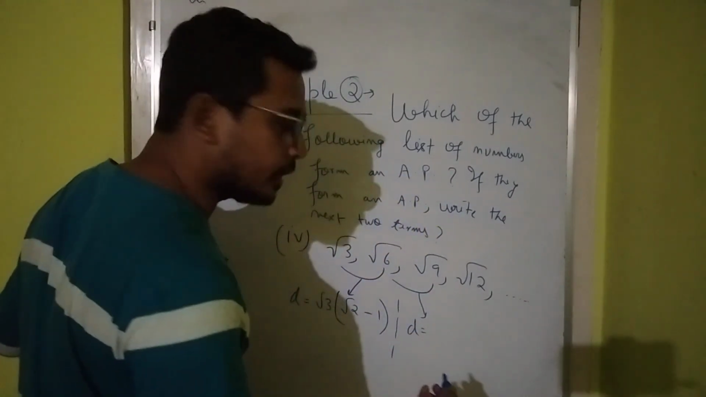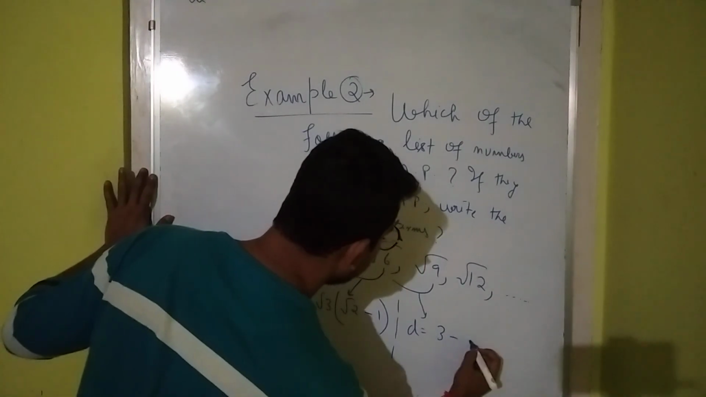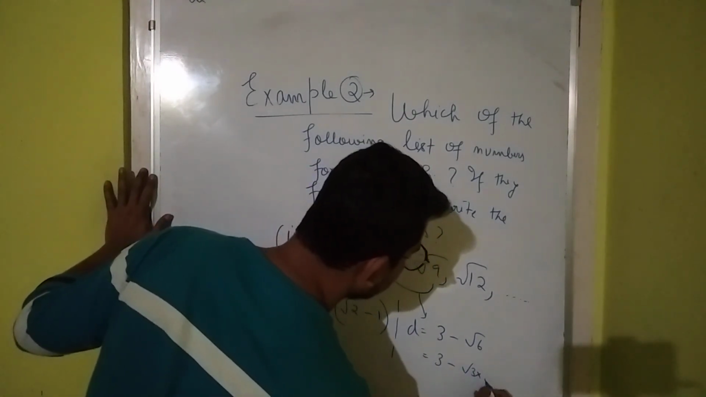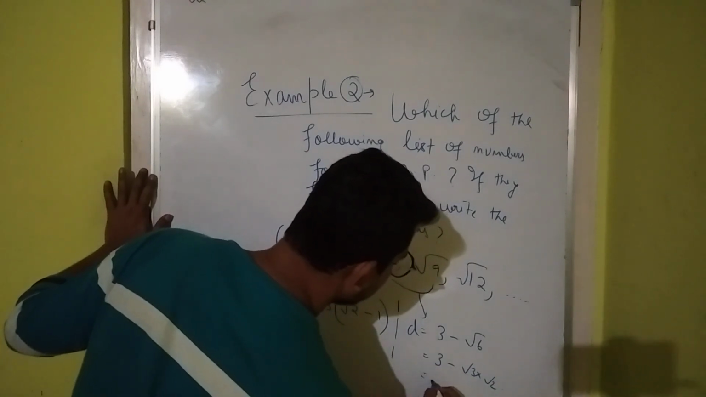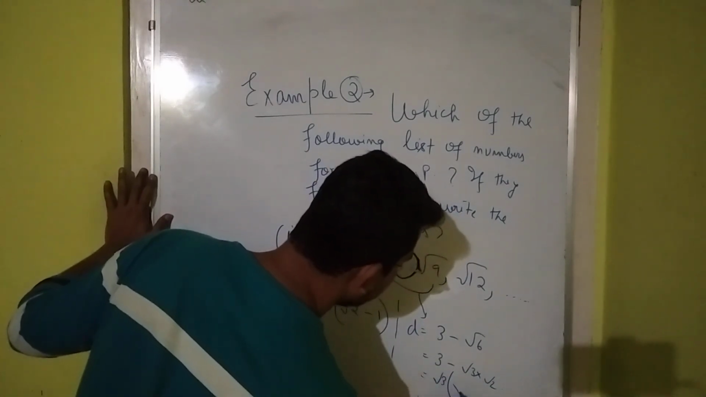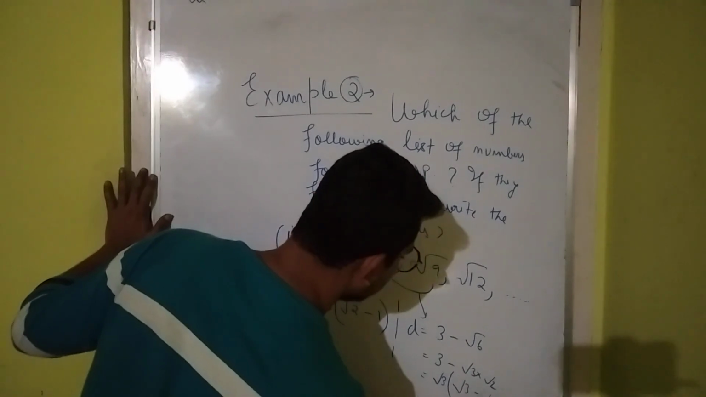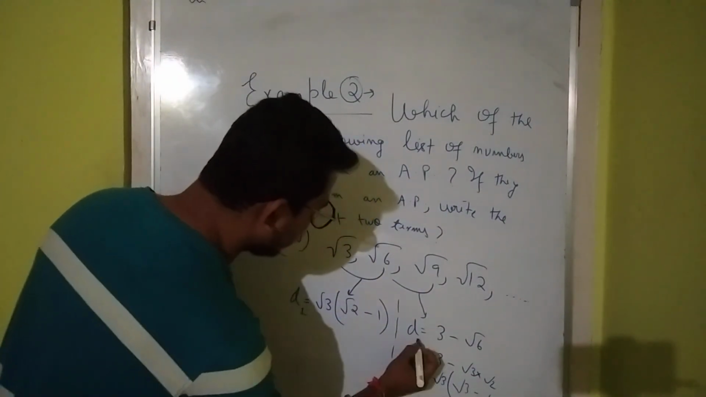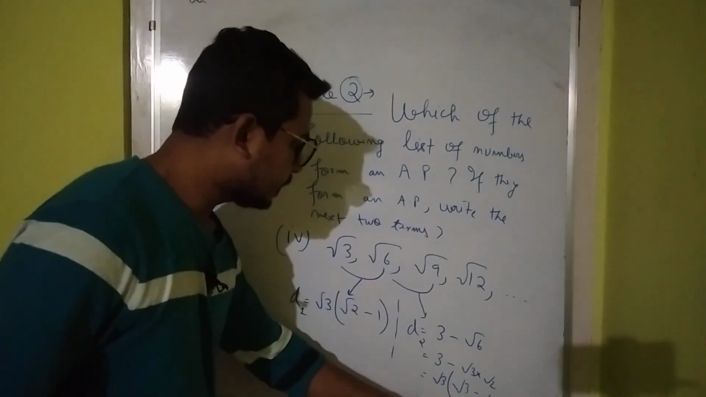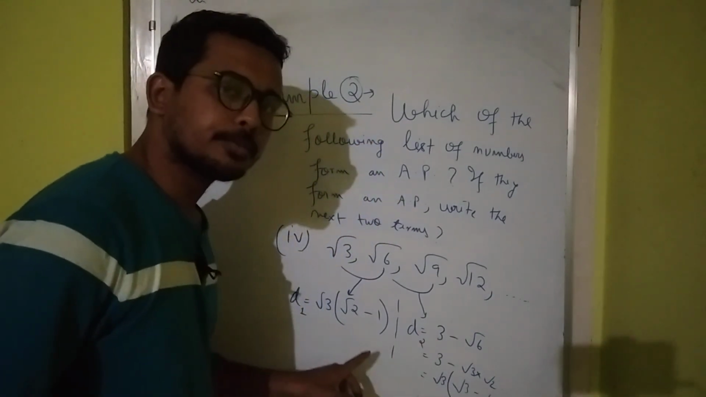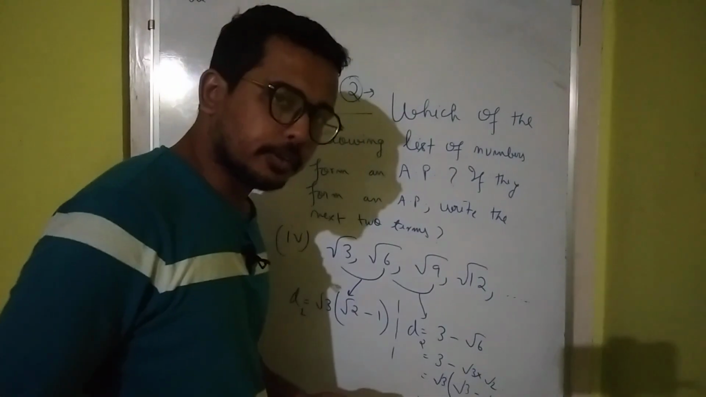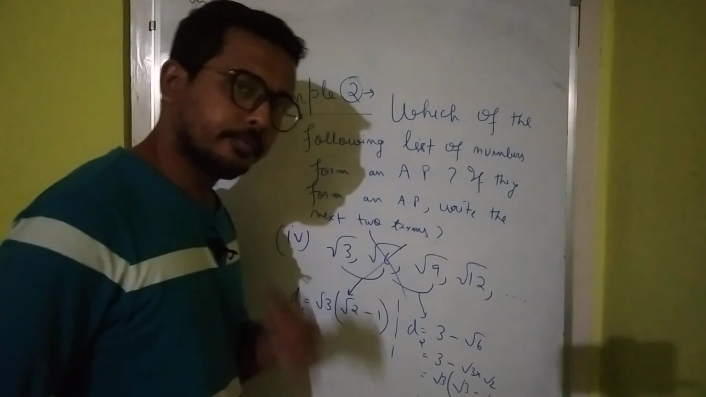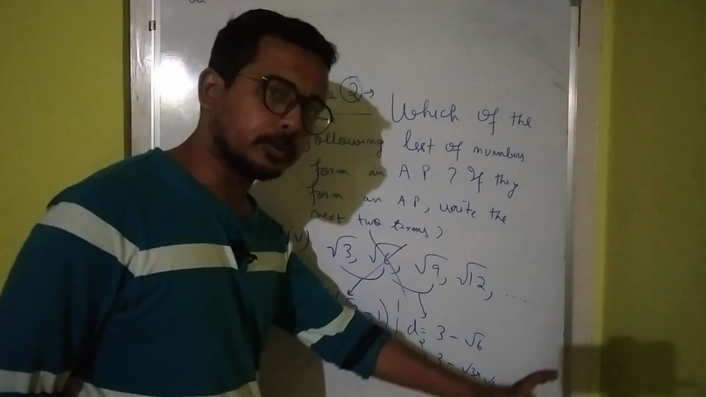So √9 is 3, right? So 3 minus √6, that is 3 minus √3 into √2. So this can be written as √3 into √3 minus √2. Let's take this as 1 and 2. So देखो, ये कॉमन डिफरेंस और ये कॉमन डिफरेंस में ज़मीन आसमान का फ़र्क है, right? So this is not an AP. Okay, so we need not find the next two terms of this sequence.